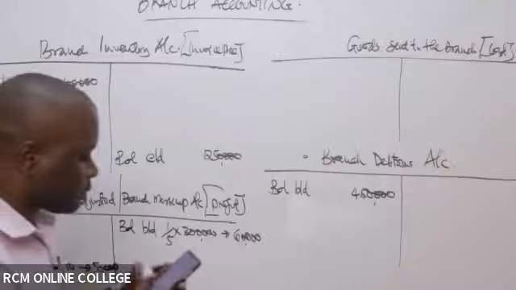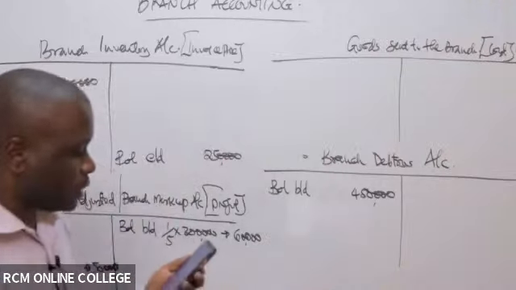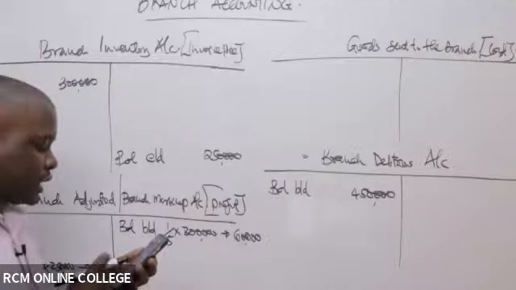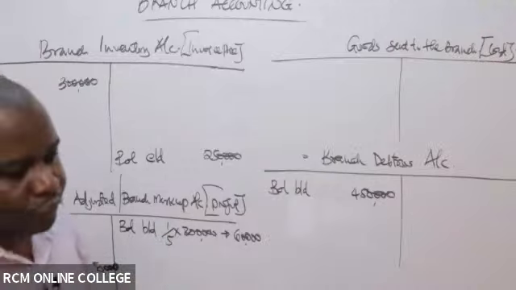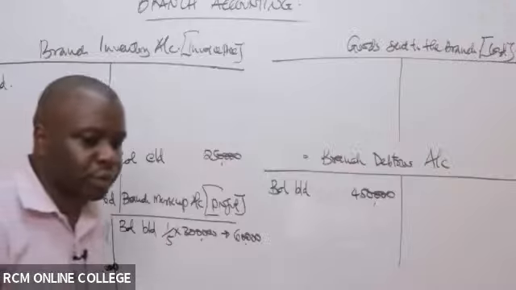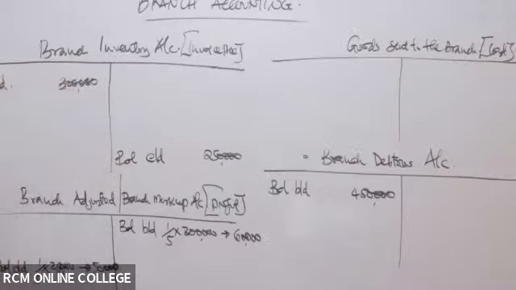Then there are transactions which actually occurred. You're told goods sent by the head office to the branch at invoice price was actually 2.5 million. And in this case, we said whenever goods are sent to the branch, what do we do? Maybe you can look at the journal entries and try to tell me what we are supposed to do.